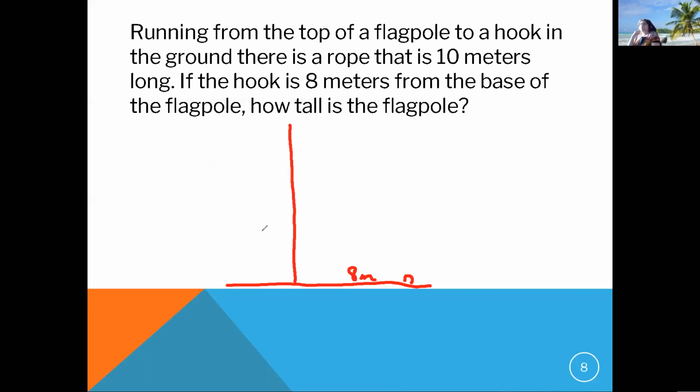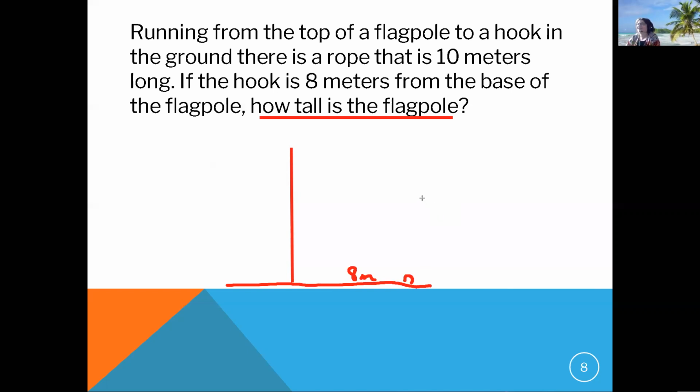Is the flagpole 10 or is the rope 10? Read it carefully. The rope is 10 meters long. But where is the rope going from? Is the rope the flagpole? Look at what they're asking for in the question. What are they asking for? How tall the flagpole is.